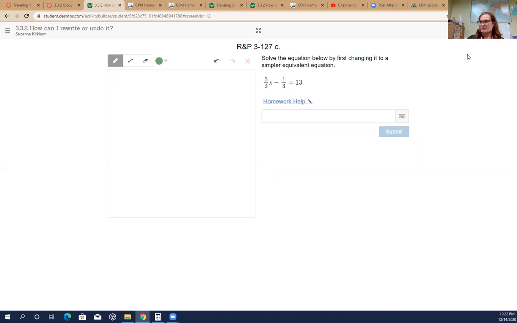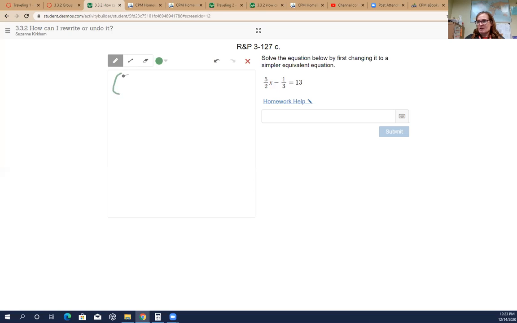Page 12. So what should we do to these numbers to get rid of the fraction? We have 5/2 x minus 1/3 equals 13. What should I multiply everything by to get rid of our fractions? 6. Yeah, we're going to multiply everything by 6.